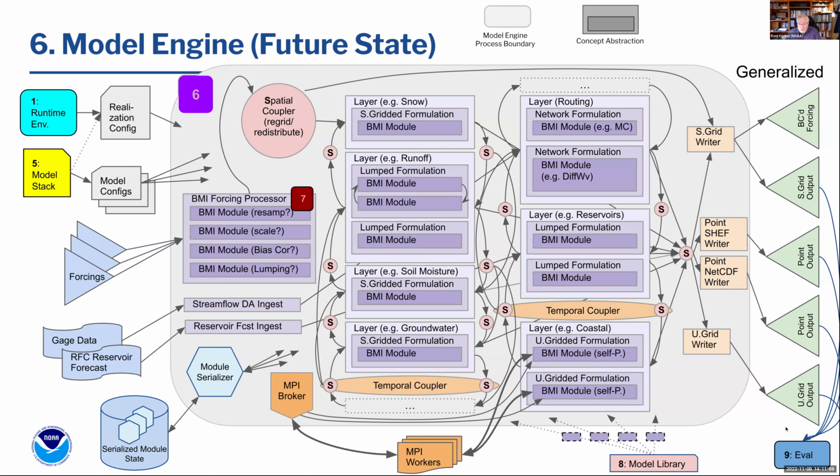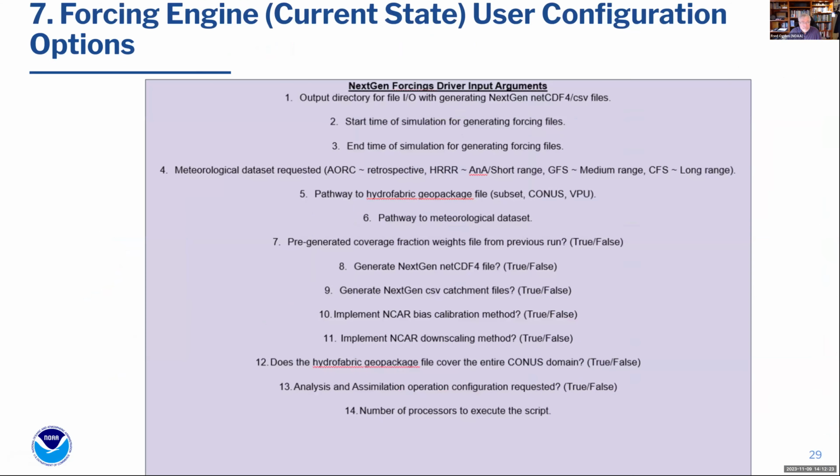It writes a lot of output. It also is capable of serializing models and writing out a serialized state for checkpointing or load balancing purposes. I show this not because I want to get into the details of it, but to give you a sense for where we're headed and how complicated that is. The good thing is domain scientists shouldn't have to worry about working with this code. The forcing engine has some user configuration options that I think are maybe too detailed for this discussion.